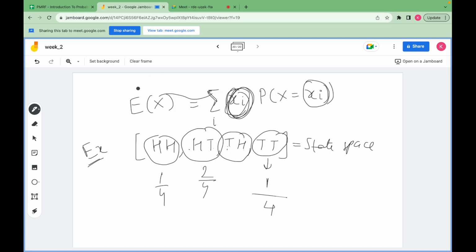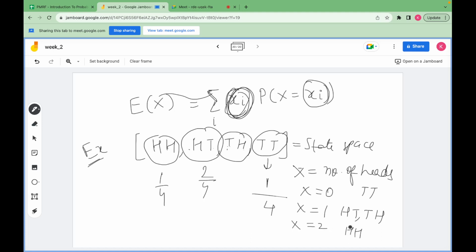So a random variable is a function. That's what I was saying: if the random variable is the number of heads, then x equal to 0 has the possible state space tt, x equal to 1 means the number of heads is 1, and the possible states are head tail and tail head, and x equal to 2 means that we need to have both heads. So the probability associated with 0 heads is 1 by 4, with 1 head is 2 by 4, and with 2 heads is 1 by 4.